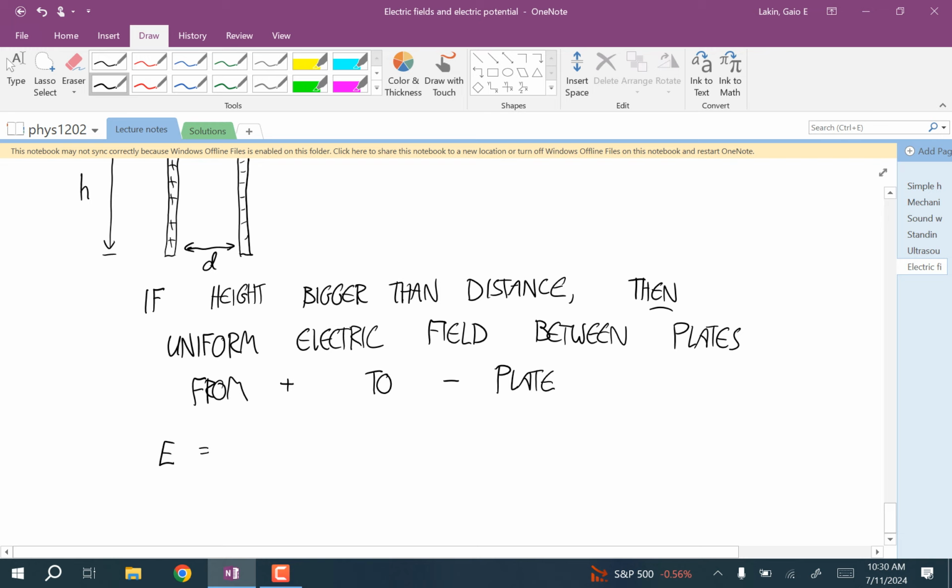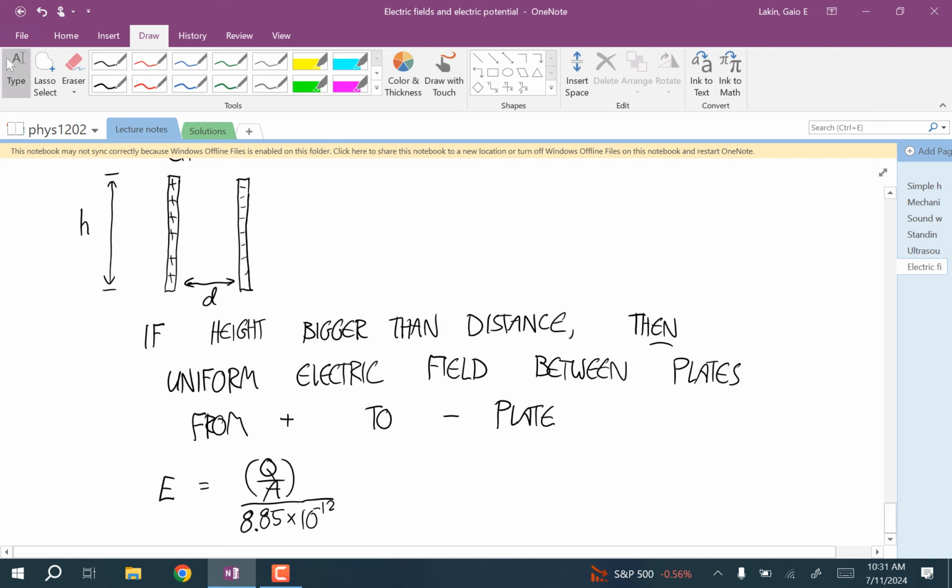And the magnitude of it is the charge divided by the area of one of those plates divided by the constant 8.85 times 10 to the negative 12. And that's in SI units. Okay, so the way that it's drawn here, all of these electric field vectors are going to go to the right. If, on the other hand, the right plate was positive and the left plate was negative, these electric field vectors would point to the left. It always goes from the positive to the negative.